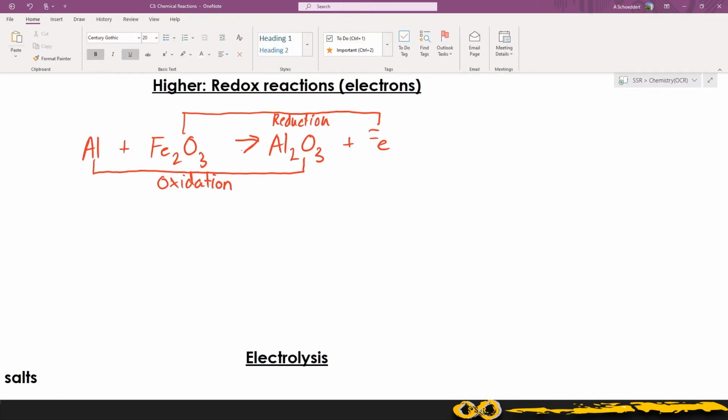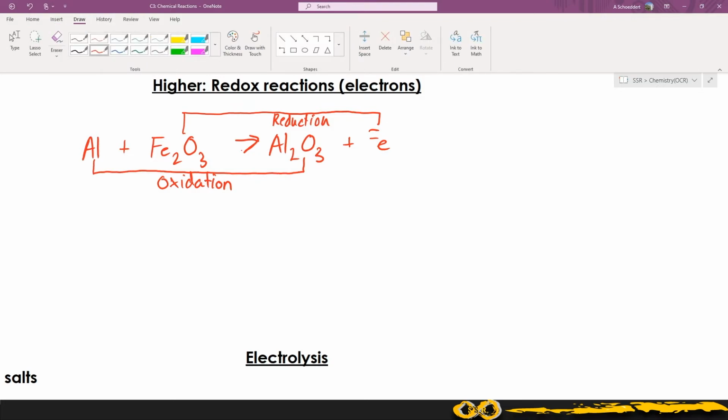In order to write our half equations, we'll need to examine the charges or the oxidation states that are present in this reaction. If we look at aluminium, it is a solid metal and therefore has no charge, and the same would be true of our iron on the far side. In this compound, iron will have a charge because it's part of an ionic compound, and we can use crisscross to reverse that charge. So in this case, a charge of 3+ is present for both iron and aluminium.